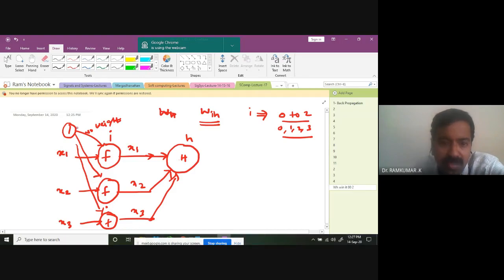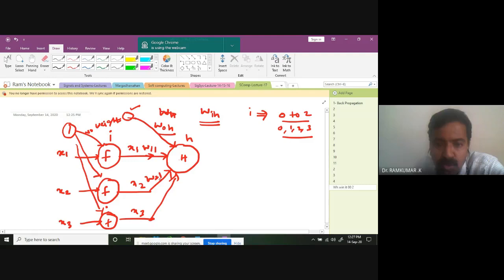Okay, 0 to 3 means here you have one more bias also connected to the hidden layer. This weight also has to be updated. W0H, okay, so this is important. This W0H has to be updated. So naturally, you are going to have 0, 1, 2, 3. So this is going to be W11.